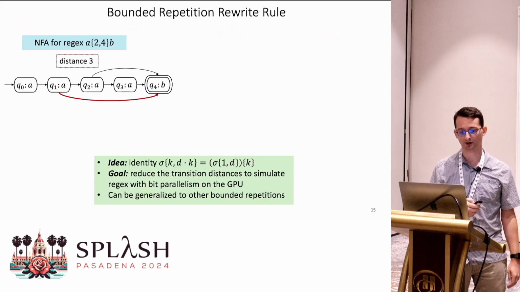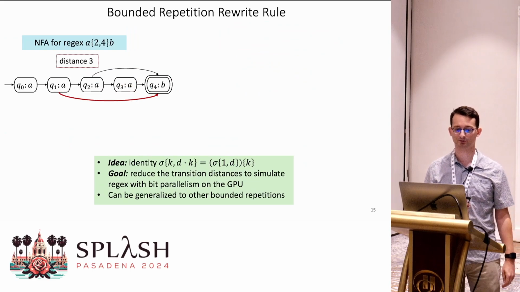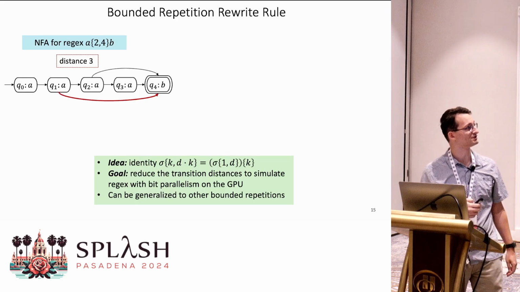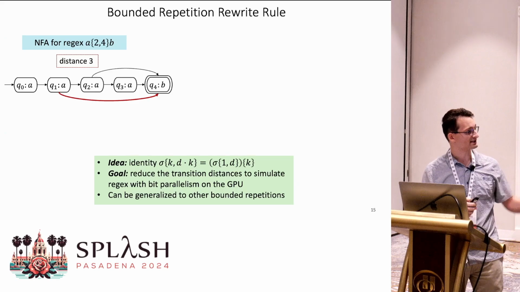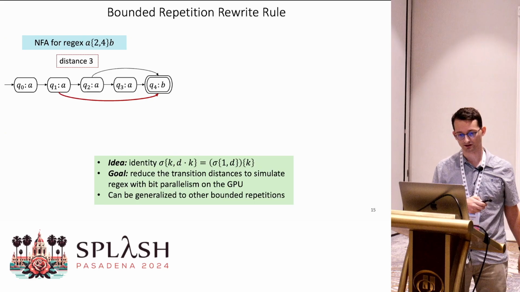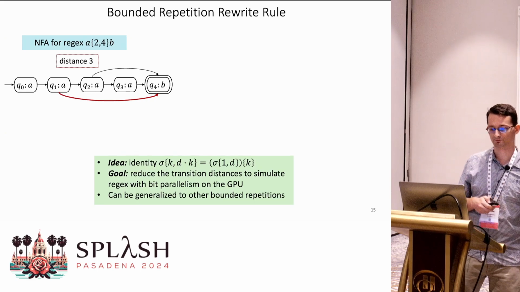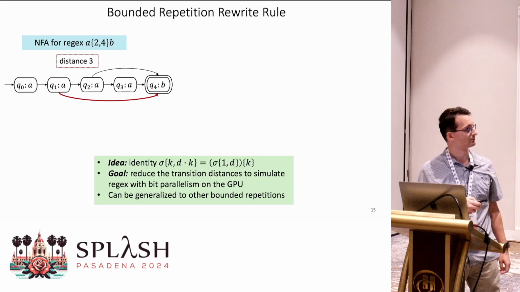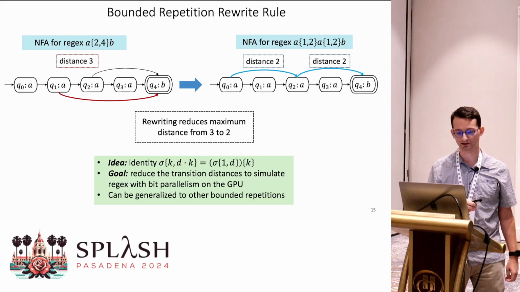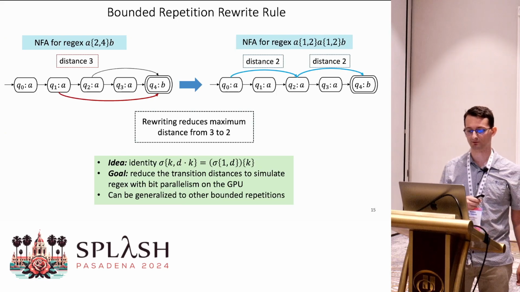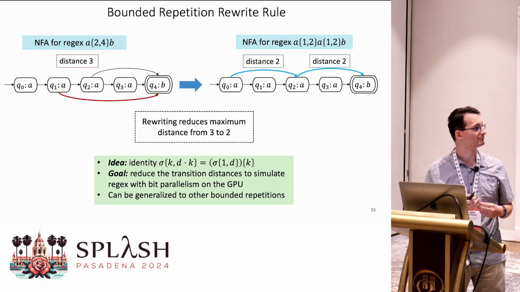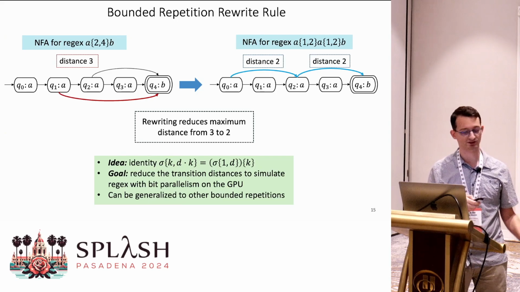A second rewrite rule that we use is called the bounded repetition rewrite rule. There are many regexes that use this operator, bounded repetition, and we use this identity that you can see here to reduce the transition distance again. So we split this transition of distance 3 into 2 transitions of distance 2, here in blue. Again, this allows us to reduce the maximum transition distance from 3 to 2, and it can actually be generalized to all bounded repetitions.